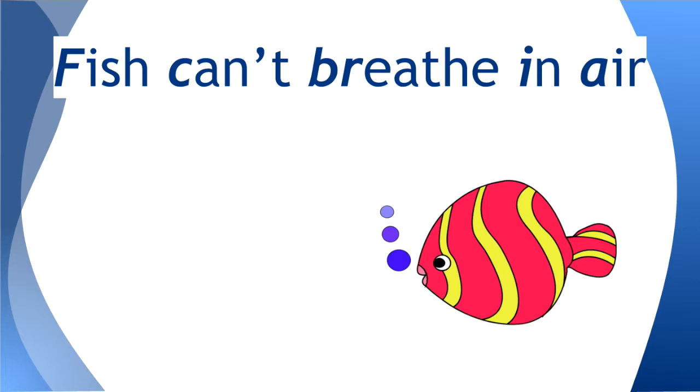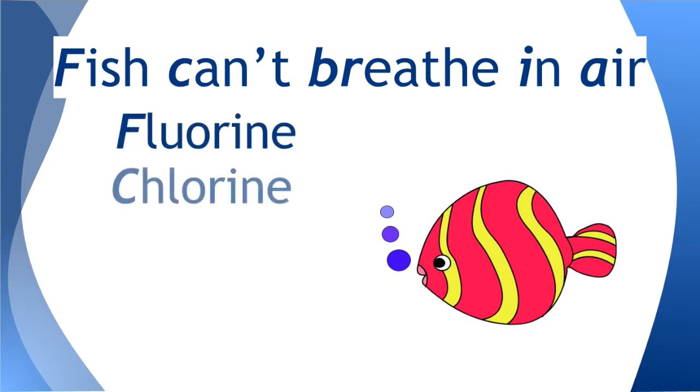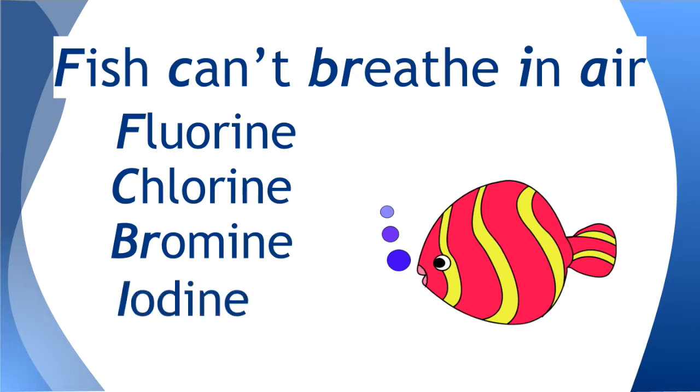Now take a look at this phrase. If you're wondering what this is, it's just a little something that will help you remember the names of the halogens. The F stands for fluorine, the C for chlorine, the Br for bromine, the I for iodine, and the A for astatine.